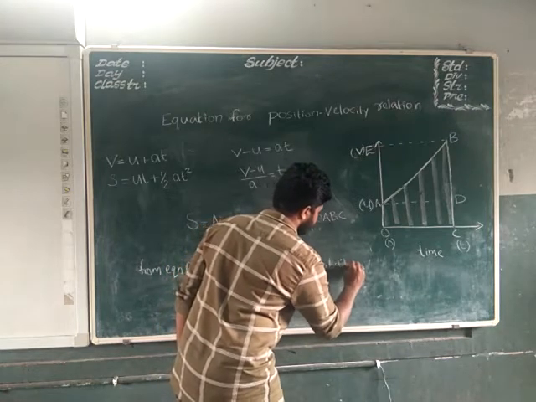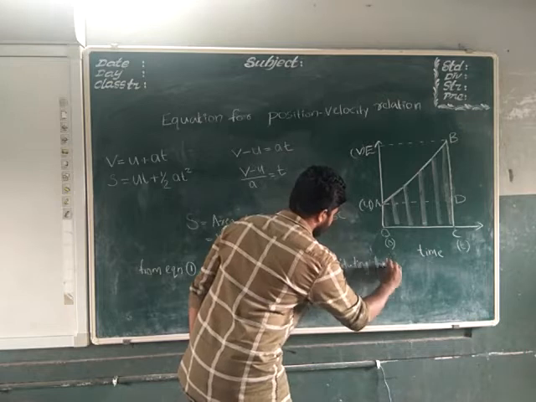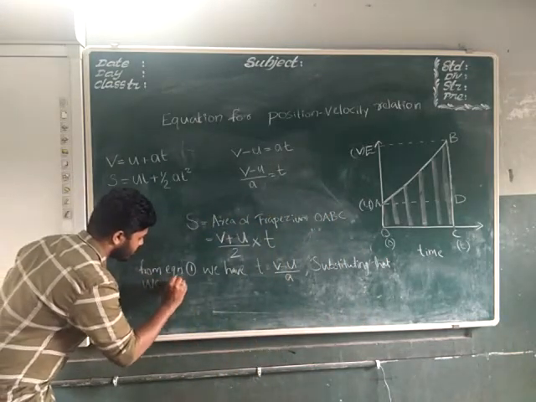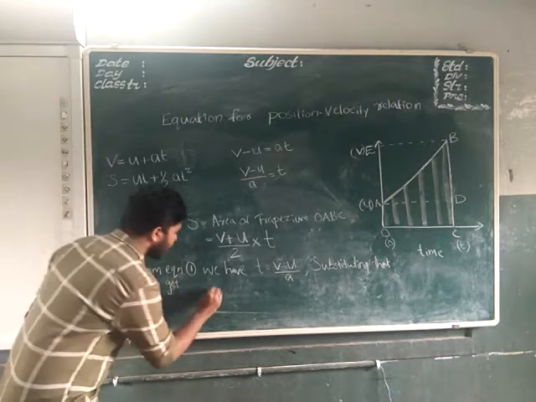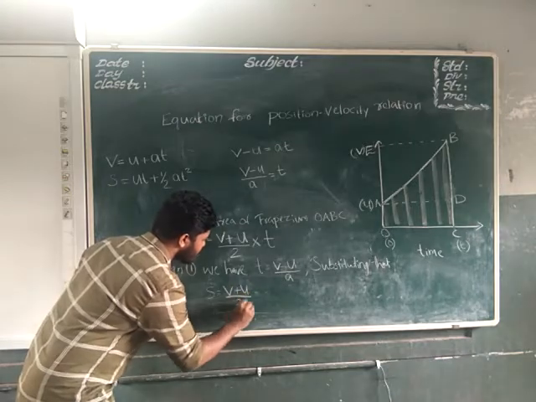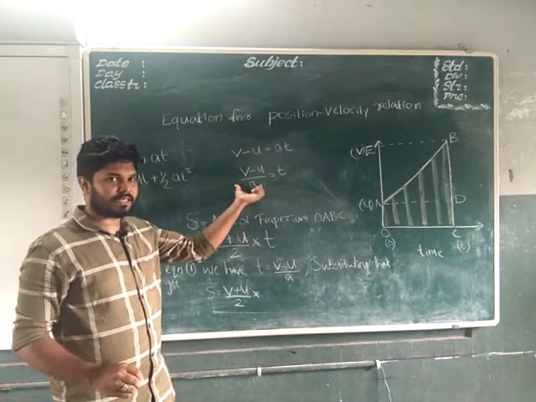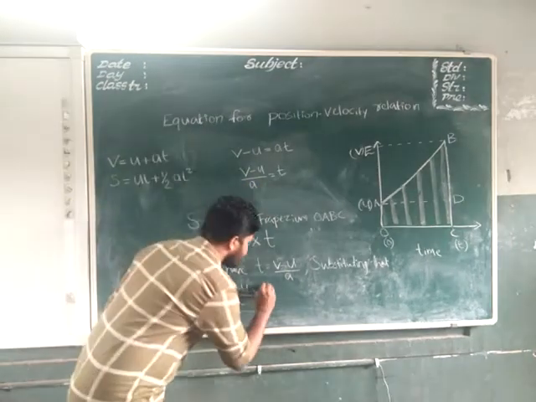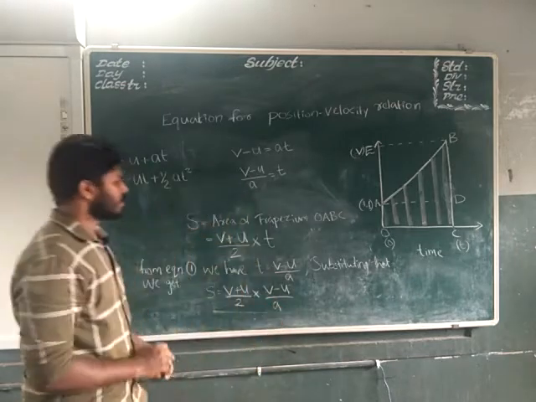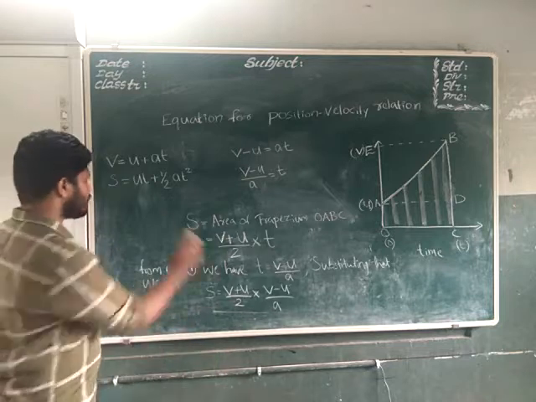Substituting that, we get s equal to (v plus u) divided by 2 into, instead of t, we are substituting the value of t. What is that? (v minus u) by a. Okay, now let me rub these things out and write it here.